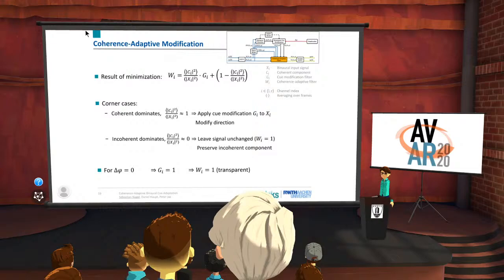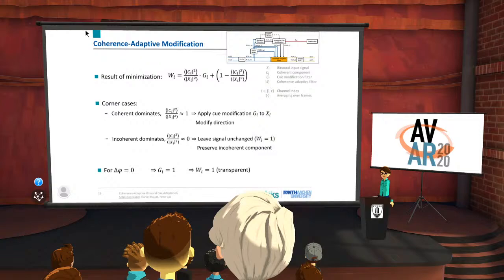So it's basically the Q modification filter that we want to apply to the coherent component, but scaled with the ratio of the coherent component power in the total power that we get from our signal model and the power spectral densities. And what this means is maybe best illustrated if we look at some corner cases. So if the coherent component dominates, then this coherent power ratio is close to 1. And this means that we effectively apply the Q modification filter G to X and modify the direction.